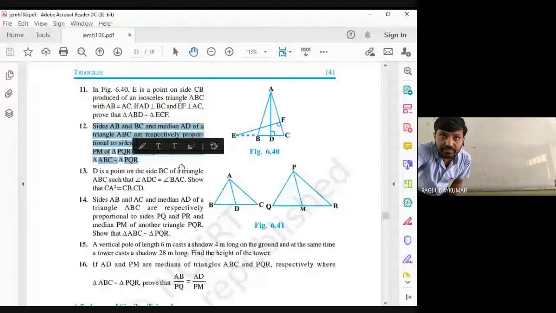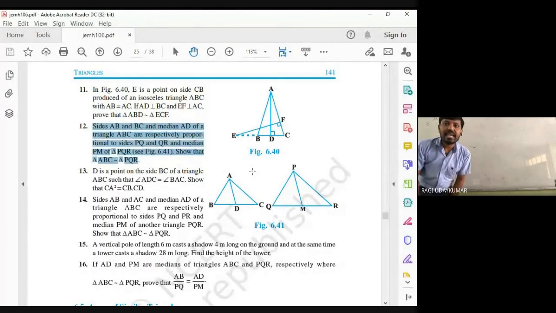This is the question here. Sides AB and BC and median AD. Median is nothing but, I have already explained what a median is. So sides AB, BC, and median AD of a triangle ABC are respectively proportional to the sides PQ, QR, and median PM of a triangle PQR.